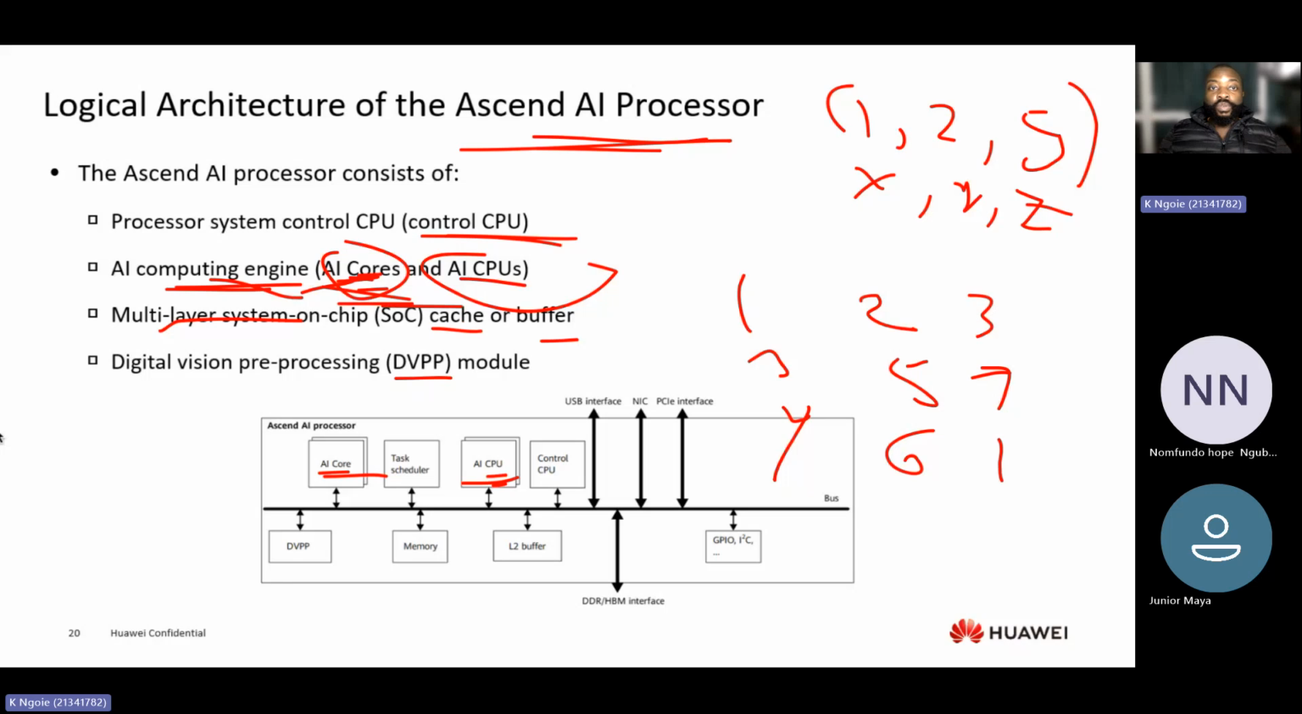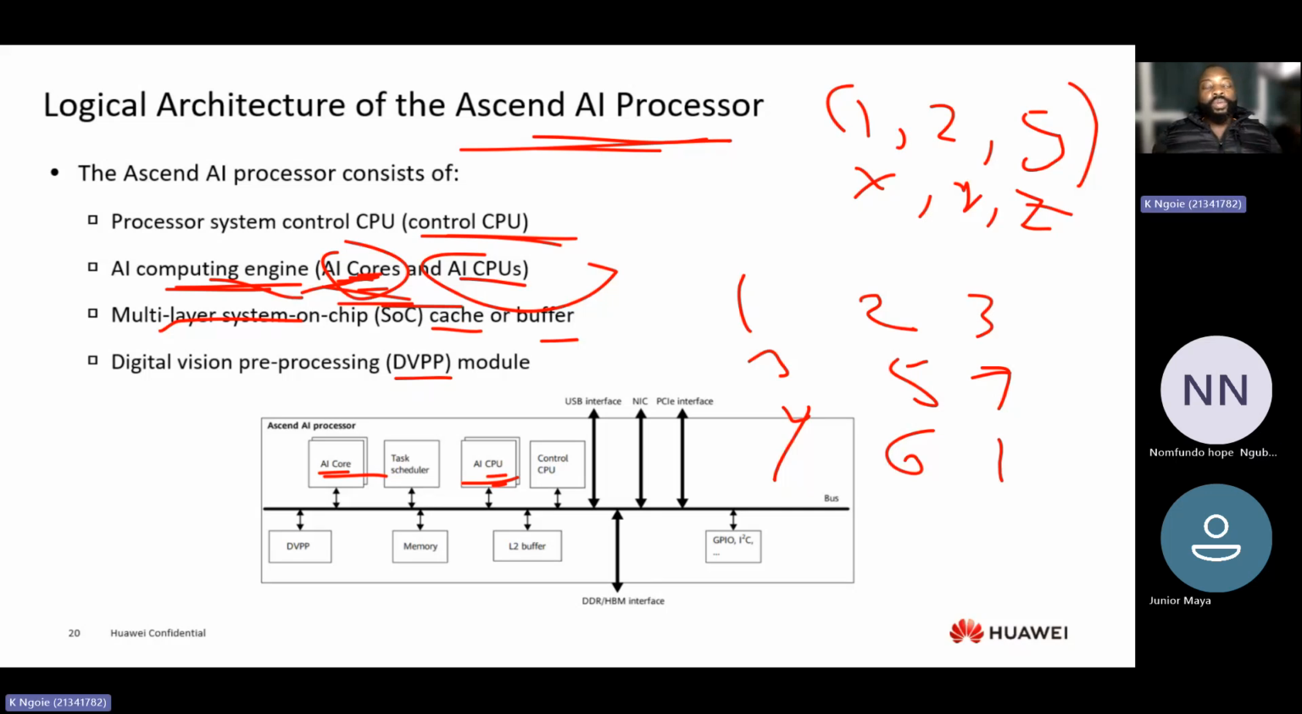So now, when we look at that now, we are looking at the. Sorry, guys, just to confirm, I hope you guys can see the screen that says logical architecture of Ascend's AI processors. Is that the screen you see? Yes, it is. Okay, perfect.